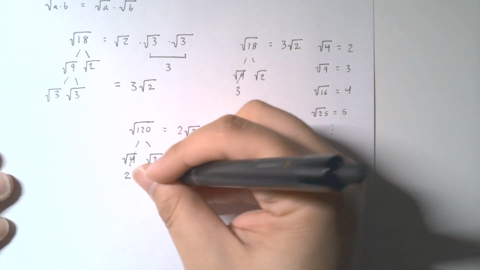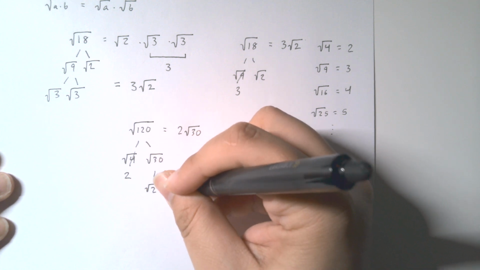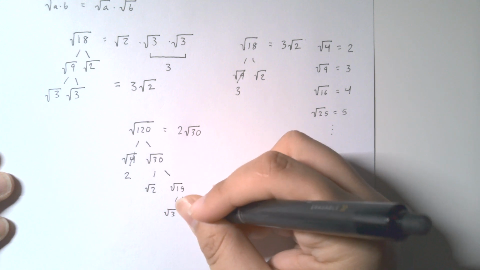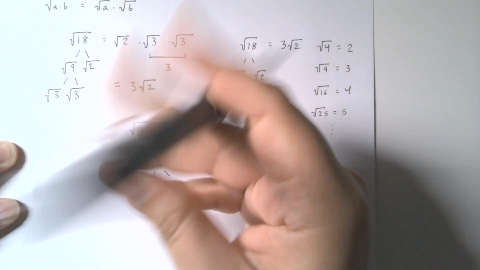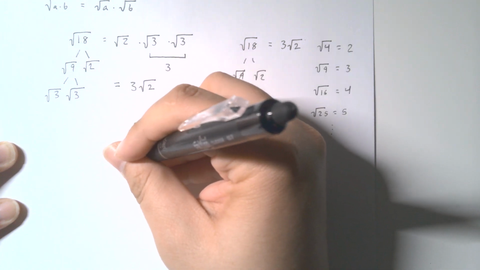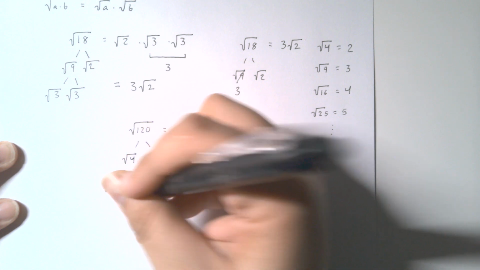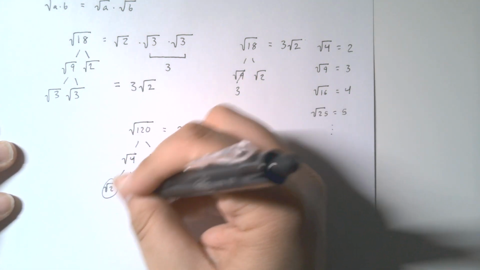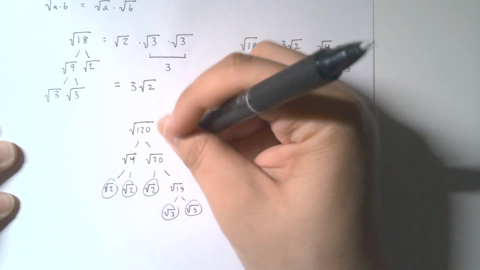And this is done. Because if we make a larger factor tree, this can be square root of 2 and square root of 15, and this can be square root of 3 and square root of 5. And even if we, say, didn't want to simplify that, and we have square root of 4, which can be broken up as square root of 2 and square root of 2, we have a pretty large factor tree here. We have square root of 2, square root of 2, square root of 2, square root of 3, square root of 5.